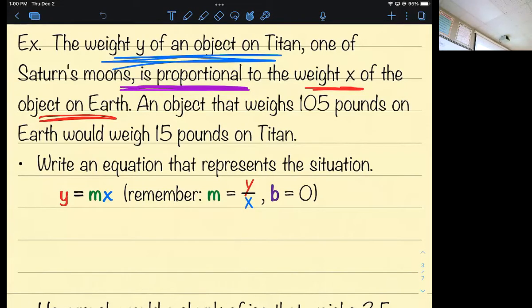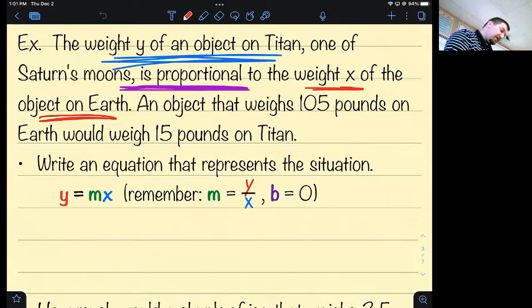So we left off after doing this portion of the problem. It says the weight y of an object on Titan, one of Saturn's moons, is proportional to the weight x. So if it says it's proportional, that means it's a direct variation, and we can assume this goes through the origin. So if it goes through the origin, then my equation that I'm supposed to write is just going to be y equals mx with no b value because the b value is 0.